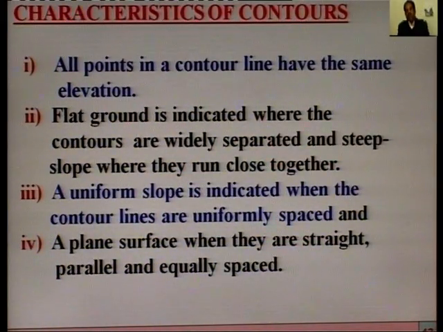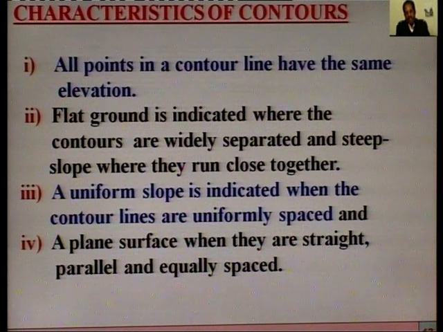So, now we come again to a very important question. What are the characteristics of contours? That is, what are the properties the contour lines possess? So, very first is all the points in a contour line have the same elevation. That is, if we have a contour line, all the points on this line will have the same reduced level. This is a very important property of contour. That is, all the points in a contour line have the same reduced level.